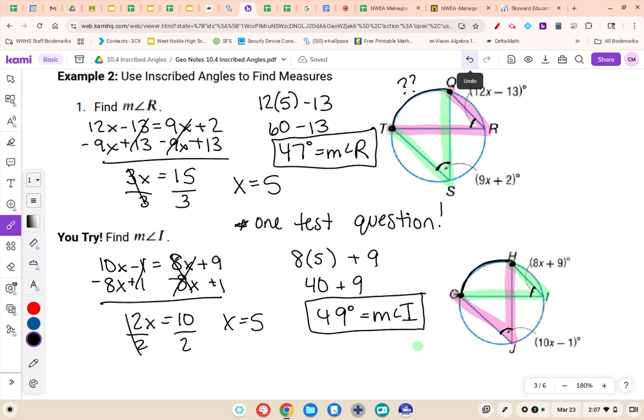So make sure you're prepared for a two-part test question like this question. When you are ready, flip your page.